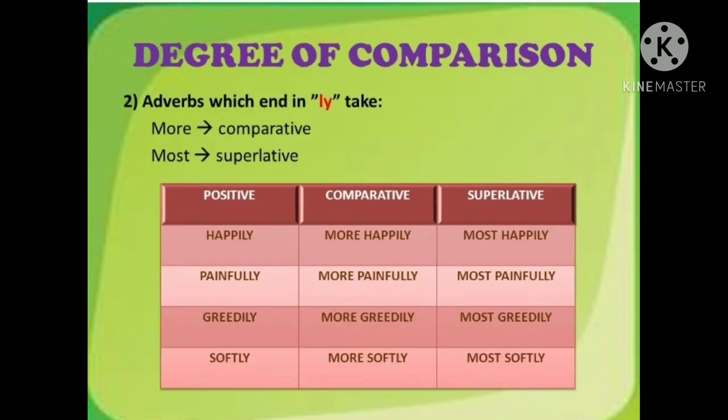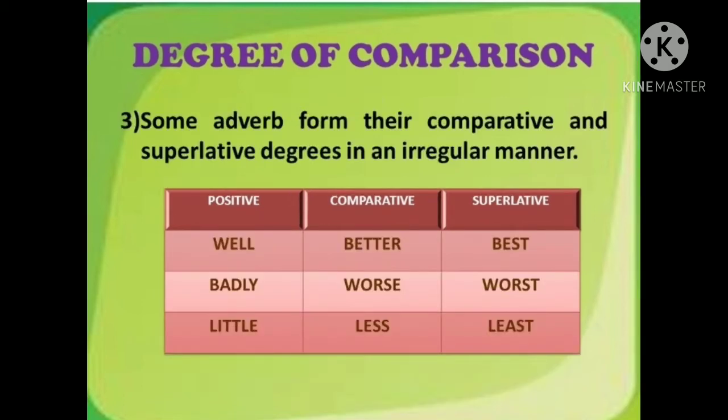Now second is adverbs which end in ly take more in comparative and most in superlative. Example, happily, it's ending with ly, so it will be more happily, most happily. Painfully, more painfully, most painfully. Greedily, more greedily, most greedily. Softly, more softly, most softly. Thirdly, some adverbs form their comparative and superlative degrees in an irregular manner. Example, well, better, best, badly, worse, worst, little, less, least.